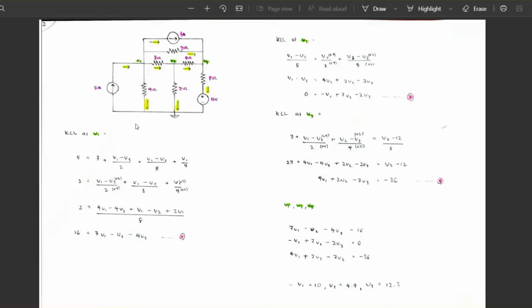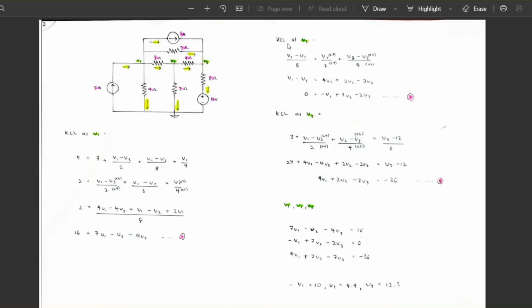In V1, the current in is only the 5 ampere, and the currents out are 4 here. This one, this one, this one, and this one. So for the currents out, we need to add all the currents out. Because there is no current given there, we will use Ohm's law where V equals IR. So after the calculation, we will get this equation, and we will name this the first equation.